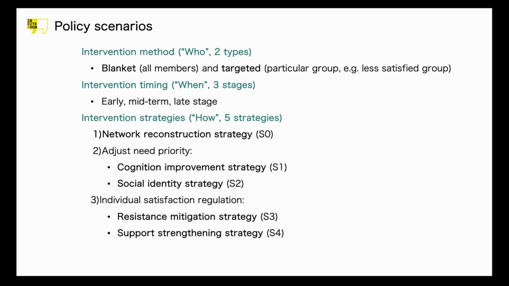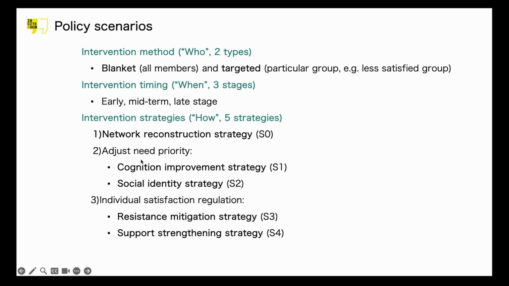And we form 5 strategies according to 3 aspects. And these 3 aspects directly or indirectly influence individual attitudes and individual interactions. And the first strategy is called the network reconstruction strategy. As you can see from the name, it's related to the network rebuild in the simulation process.